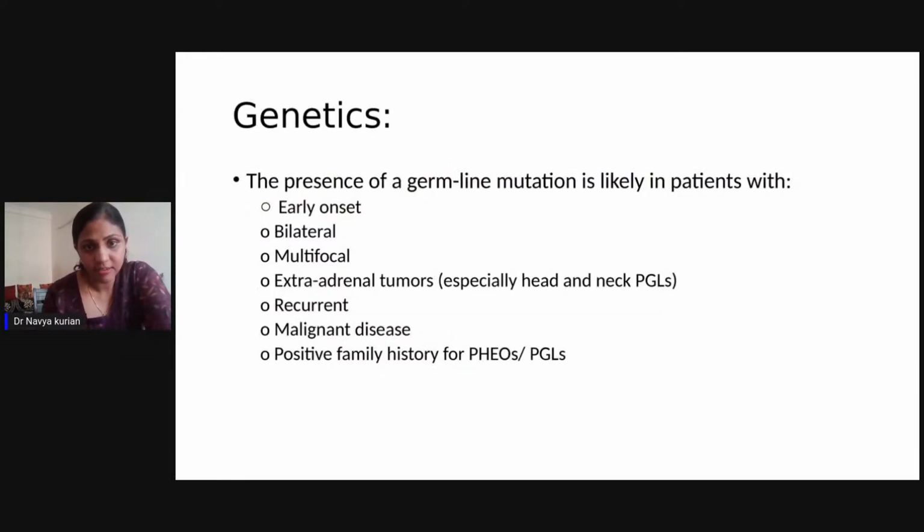Coming to genetics, the presence of a germline mutation is more likely in patients with early onset disease, bilateral disease, multifocal disease, or if the patient is having extraadrenal tumors, or recurrent or malignant disease, or a positive family history. But nowadays, guidelines recommend universal genetic screening of phaeochromocytoma paraganglioma patients since the prevalence of germline mutation is estimated to be 40%.